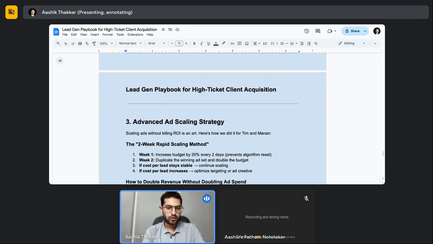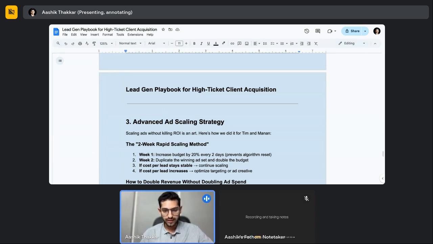So week two is going to be duplicate the winning ad set and double the budget. Yes, again, I have written double the budget, but don't literally double the budget. Increase it slowly, slowly, slowly, and have that increment. Gradually increase it. Okay, if cost per lead stays stable, continue scaling. If it is bringing us money, let's keep on reinvesting money and let's max out this entire activity. That's the goal, right? Awesome.